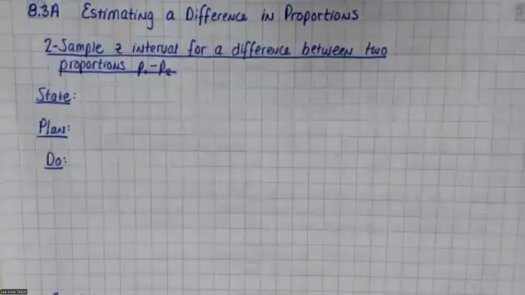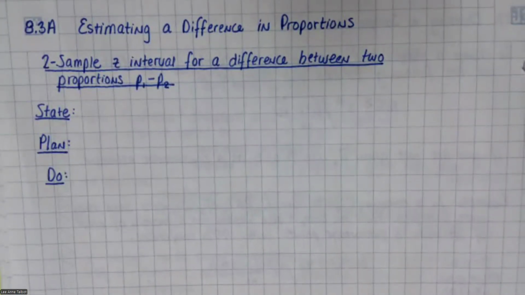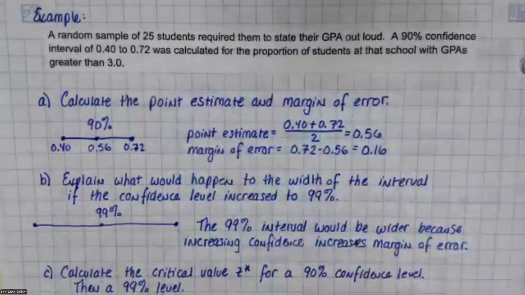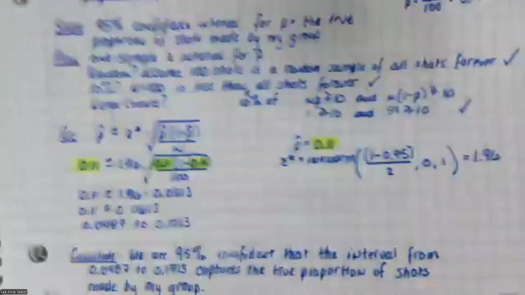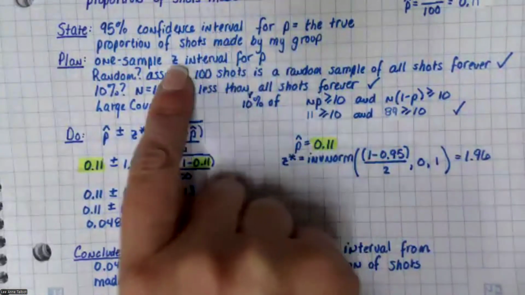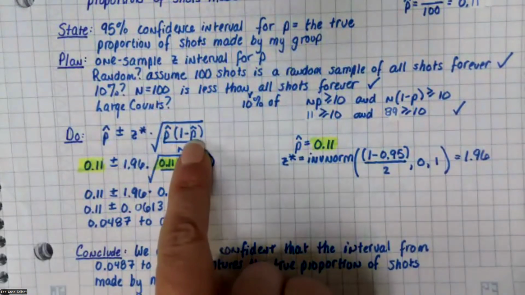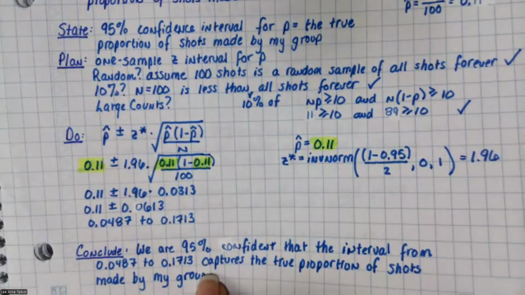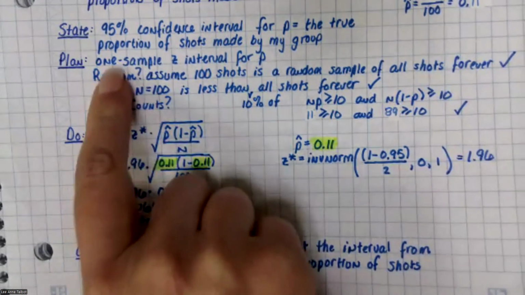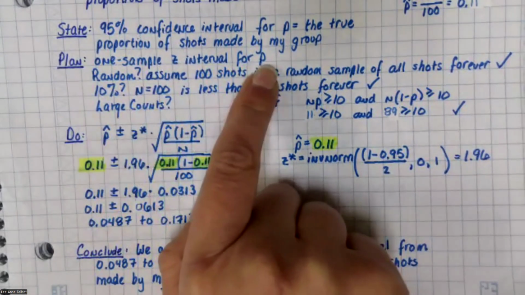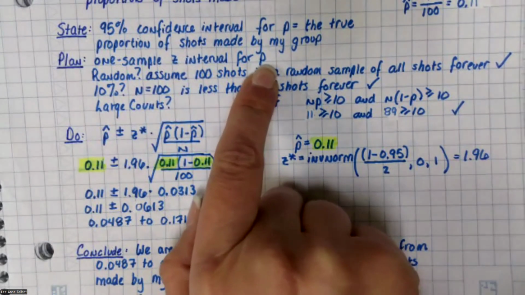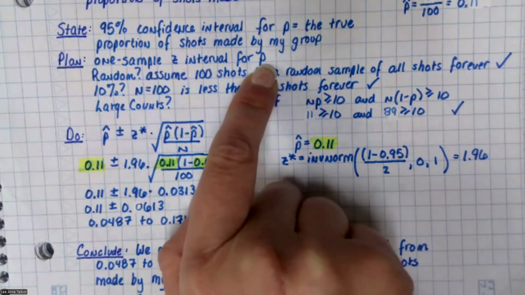In this chapter, there are two types of FRQs. The first one is the one that we already studied, which is the one from Basketball, where you state a confidence interval, check the conditions, do the calculations, and make a conclusion. It's called a one sample Z interval for P.